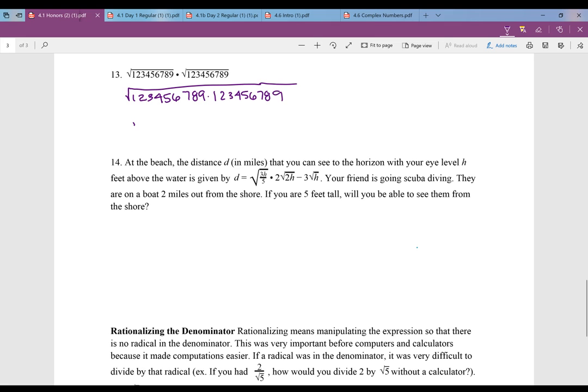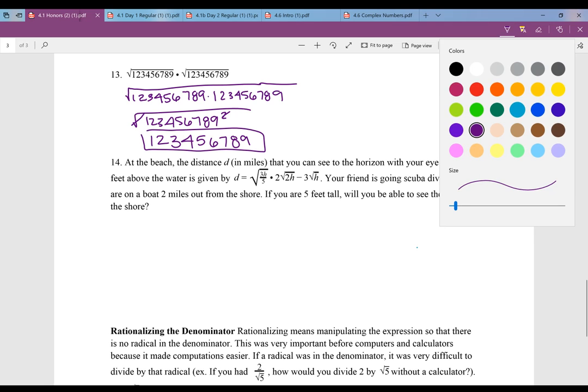Now, whenever we have something times itself, we know that what we're really doing is squaring that number, right? If we have 123456789 squared, that's the same thing as multiplying it by itself. And our square root is just going to cancel out. So our answer is 123456789.